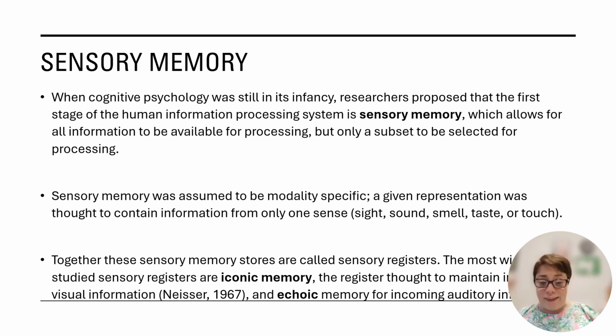The most widely studied of those sensory registers were visual sensory memory, or iconic memory, the register containing visual information, and echoic memory for incoming auditory information. So what we're going to talk about for the rest of this lecture is iconic memory, or visual sensory memory, and echoic memory, which is your sensory memory register for auditory information.